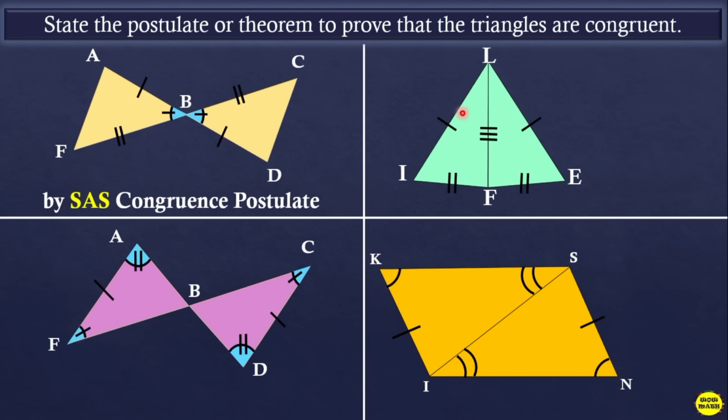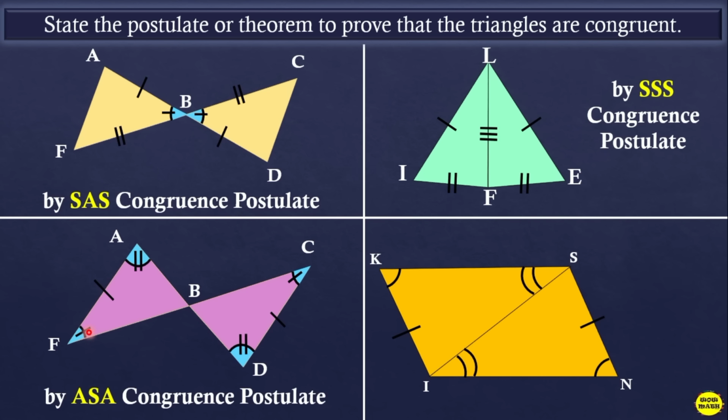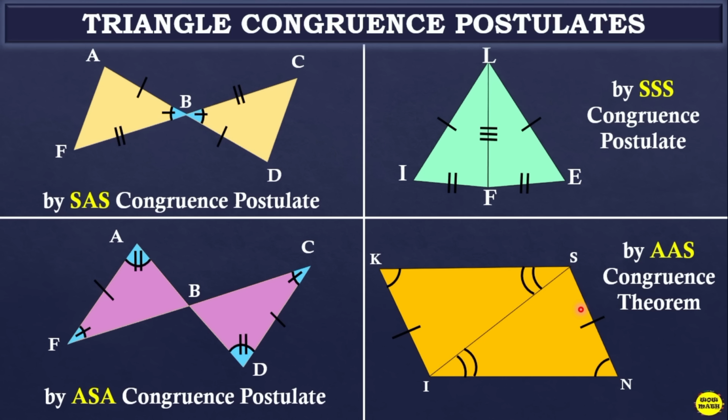Next, we have three sides of the triangle which are congruent to the three sides of another triangle. So this is by SSS congruence postulate. And this one we have angle, the included side, and the angle. So this is ASA congruence postulate. Next, we have two angles and a non-included side. So this is AAS congruence theorem. These are the triangle congruence postulates and theorem.